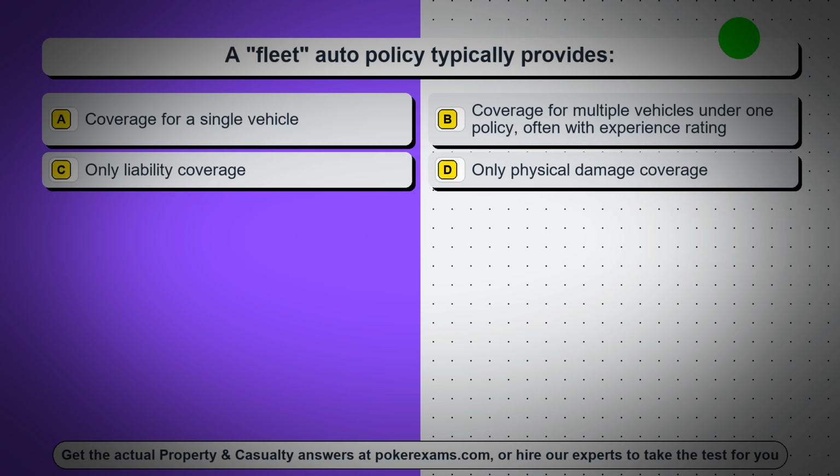Question 64. A fleet auto policy typically provides: Option A, coverage for a single vehicle.